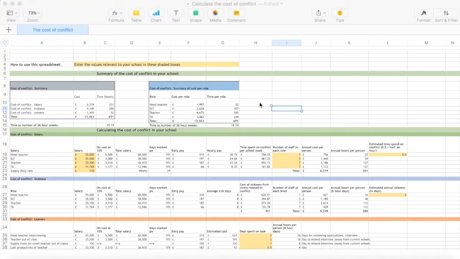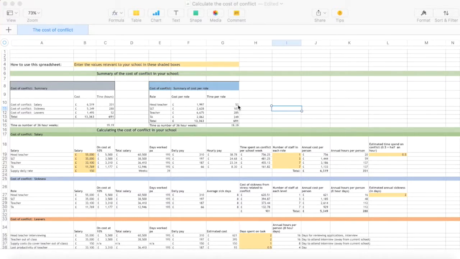So let's work out how much time and money this hidden cost of conflict is costing you and your school. Let me talk you through this spreadsheet, give you an overview, and then we'll look at the few bits of information you need to populate.